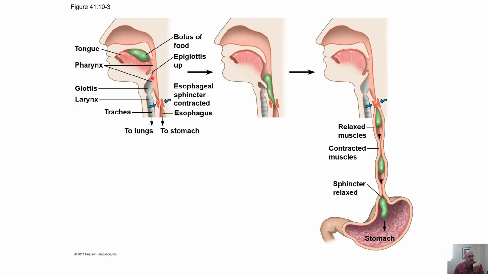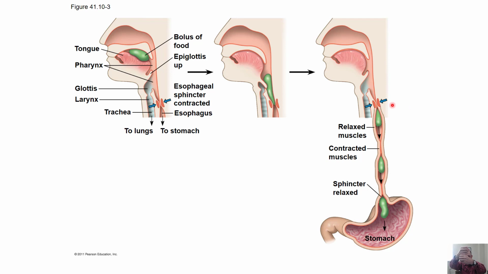The epiglottis is going to help to protect the airway in just a moment. The food is swallowed. You can see that here. The epiglottis is going to protect the airway, as we see here. Food travels down the esophagus towards the stomach, and muscles are contracting all the way down.